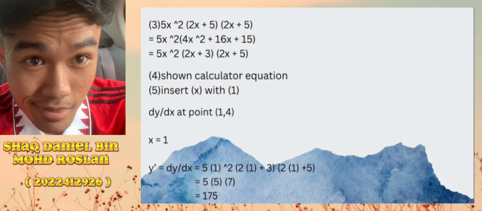Next, we have to find dy/dx at point 1, 4. From the 1, 4 coordinate, we know that x equal to 1, so we have to put x equal to 1 in the answer of EQN that we got before. We replace x with 1 in the answer, and the final answer will be 175.